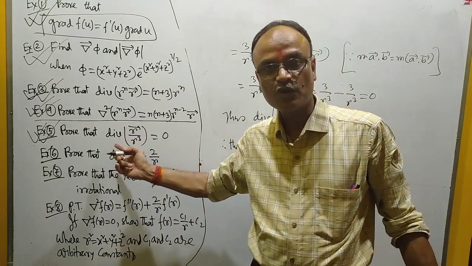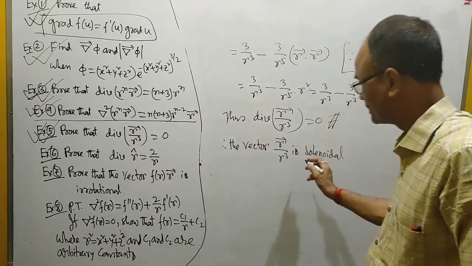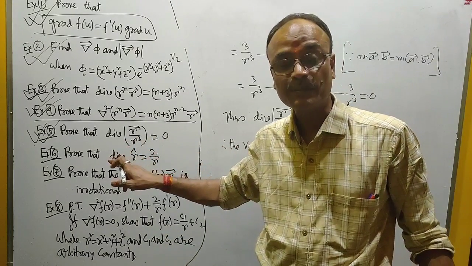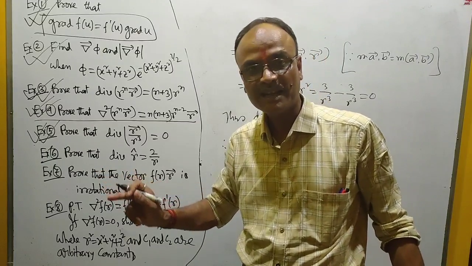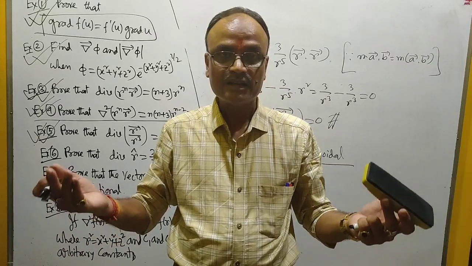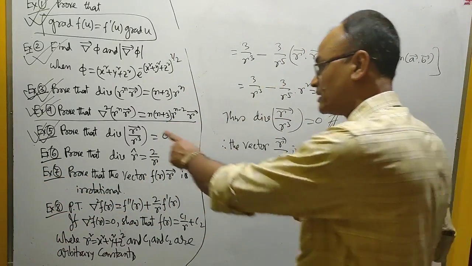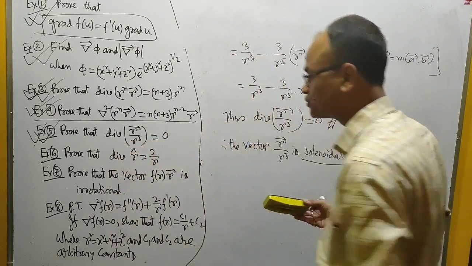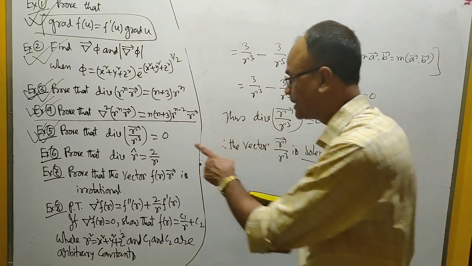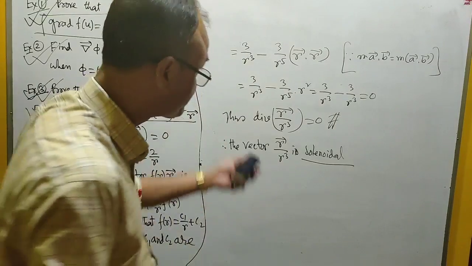When the divergence of a vector equals 0, then the A vector is called solenoidal. And if the curl of a vector is 0, then the vector is called irrotational. If curl A vector equals 0 vector, then the A vector is called irrotational. Now, let me try to solve number 6. Prove that divergence of r cap equals 2 by r.